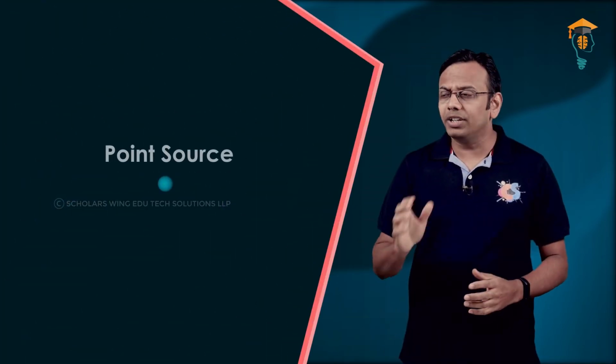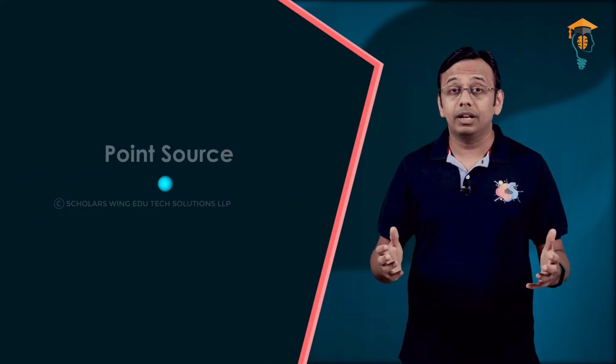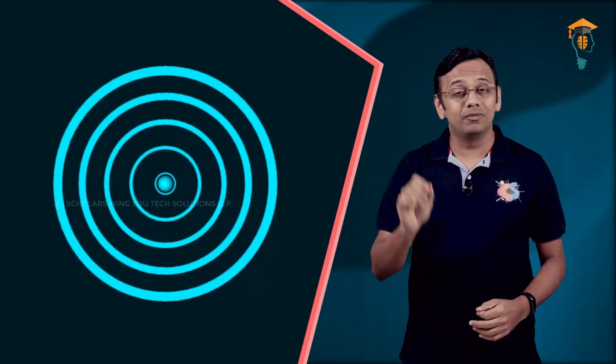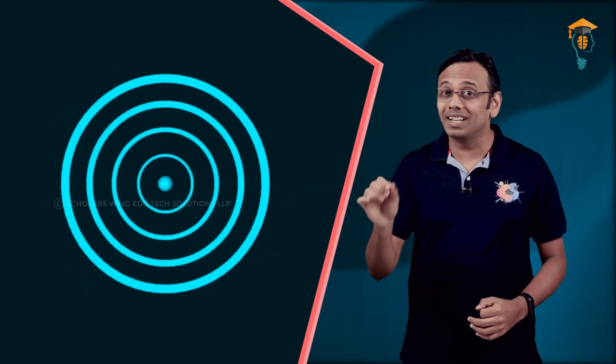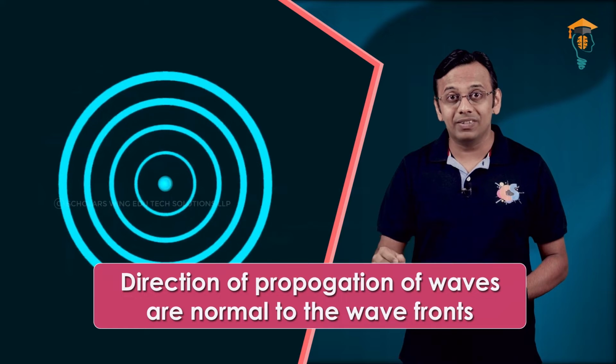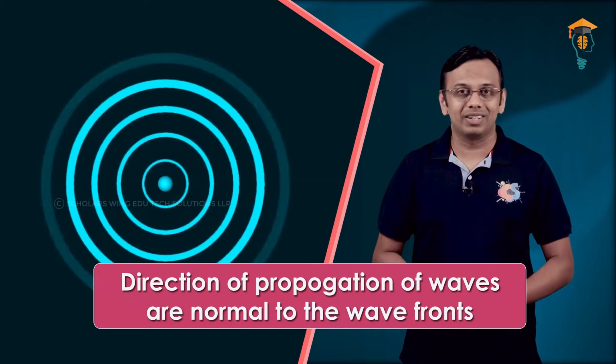We can verify this for some other cases also. Suppose that we have a point source of light. Then it is going to emit waves in all the directions uniformly. Thus, the shape of the wavefronts is going to be concentric spherical. And once again we can see here the direction of propagation of wave is normal to the wavefronts.